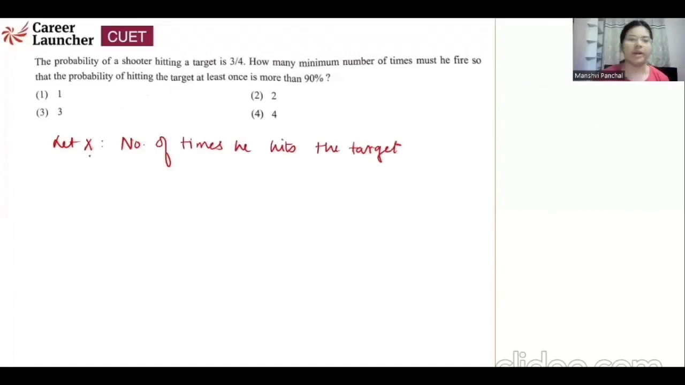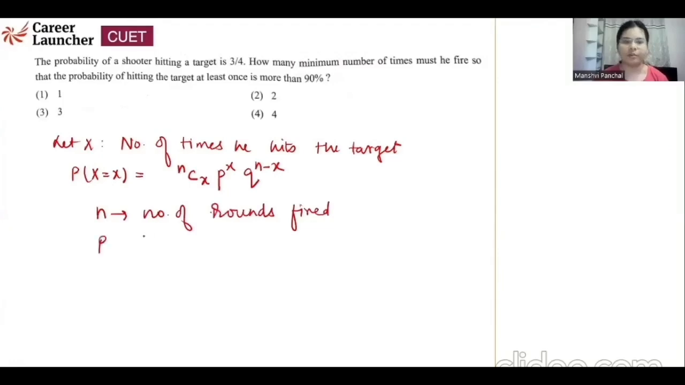So hitting the target will be a Bernoulli trial, right? X is a binomial distribution. It means P(X = x) can be written as nCx p^x q^(n-x). Now n is the number of trials fired, the number of rounds fired.